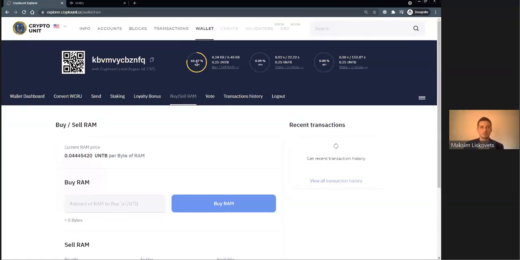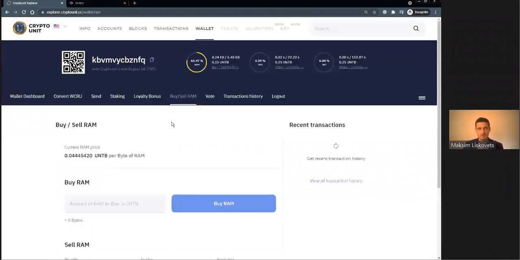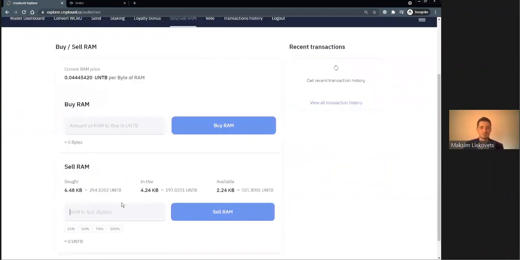If I, for example, don't plan to perform any large transactions, I shouldn't be worried. But if you want to move certain amounts and do it often, then you have to keep in mind that you need to have enough RAM. And also on this very page, you can sell unused RAM.